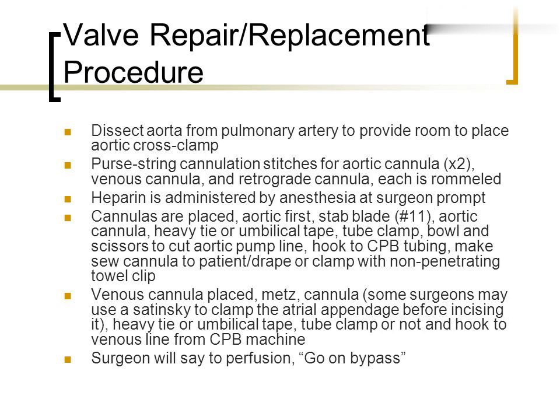Venous cannula placed, Metz cannula. Some surgeons may use a Satinsky to clamp the atrial appendage before incising it. Heavy tie or umbilical tape, tube clamp or knot and hook to venous line from CPB machine. Surgeon will say to perfusion, go on bypass.